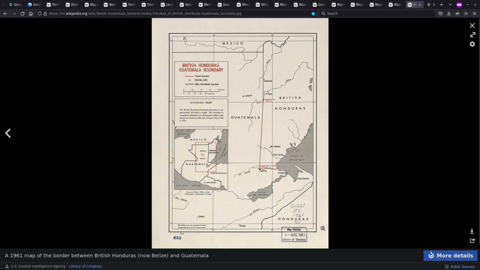This map here is from 1961. It's not long after that the UK gave independence to this area and it became the Belize that we know today. However, just like Spain had never quite really just given this territory to Britain, Guatemala also continued to claim this region, and the dispute over the territory continues to this day.